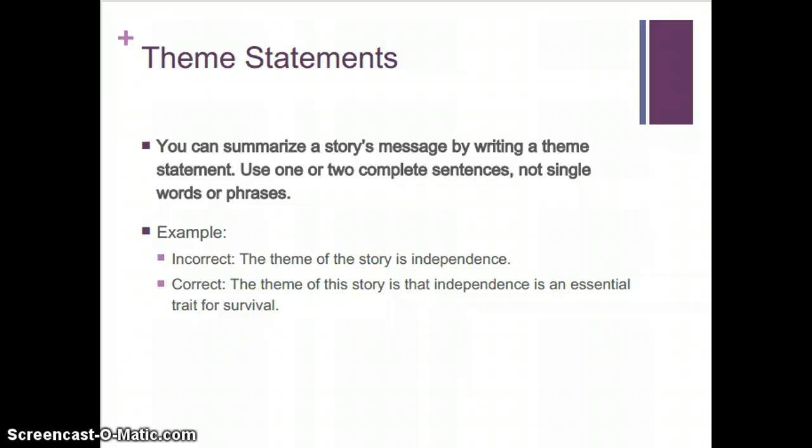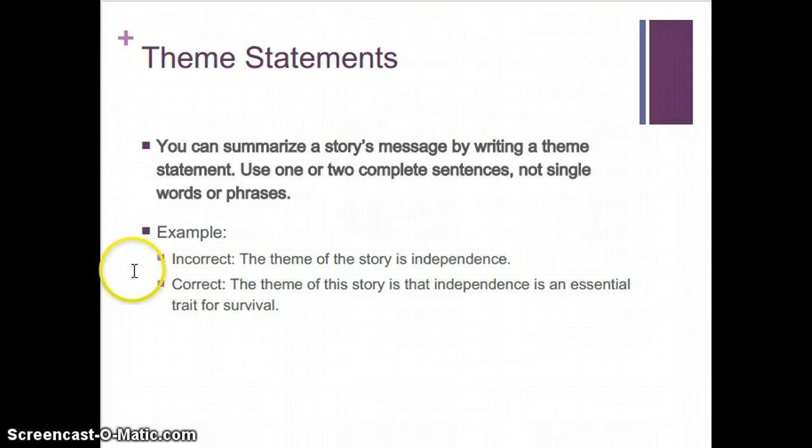So you have your broad topic, and now, based on your examination of the text, you need to be able to develop that concept into a thematic statement. What you're doing here is summarizing the story's message, and you need to make sure that when you write this down for me, you're using at least one or two complete sentences. Don't just give me a list. Don't give me something vague. Please use complete sentences. You are juniors and seniors now.